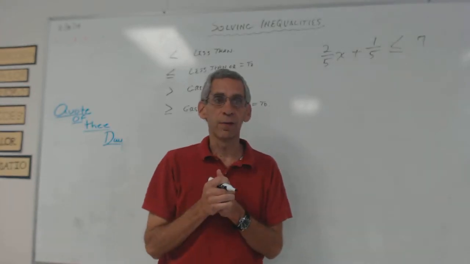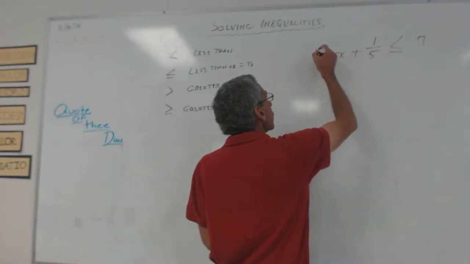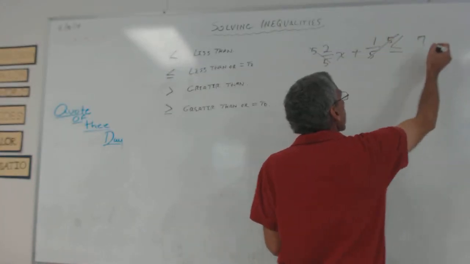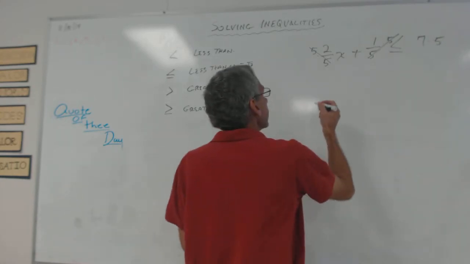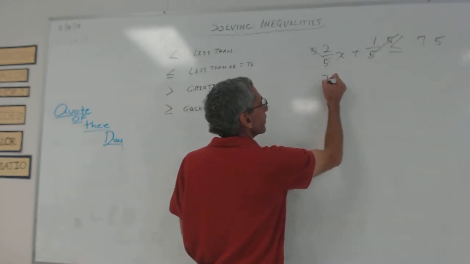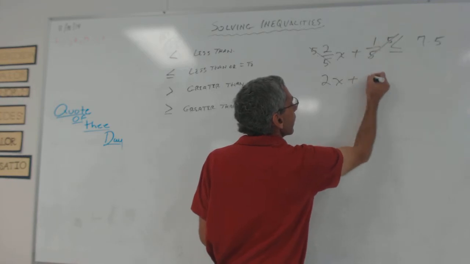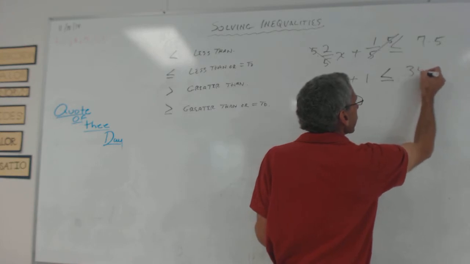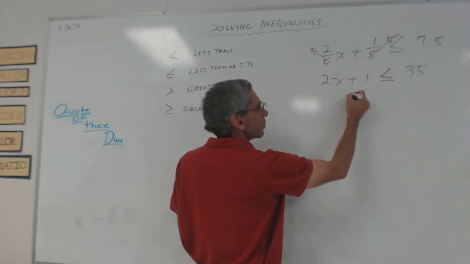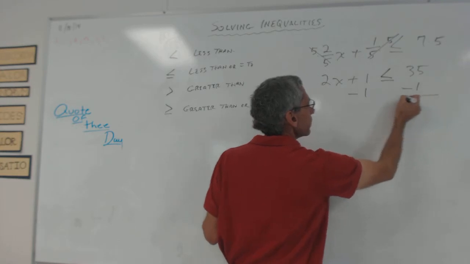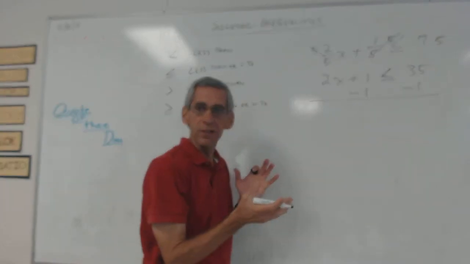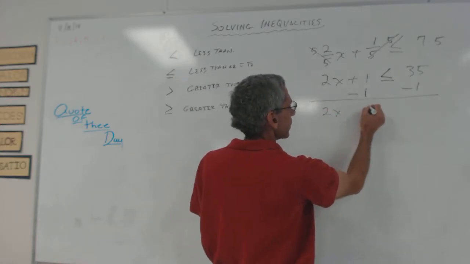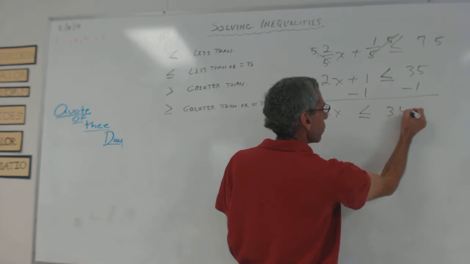What would I multiply everything by? 5, right? If I multiply this times 5, the 5's cross out. If I multiply this times 5, the 5's cross out. If I multiply this times 5, I get a number. So 2x plus 1 is less than or equal to 35, right? And then I'm just going to subtract 1. No problem. It's just like solving with an equation, right? With an equal sign, right? I've got 2x is less than or equal to 34.